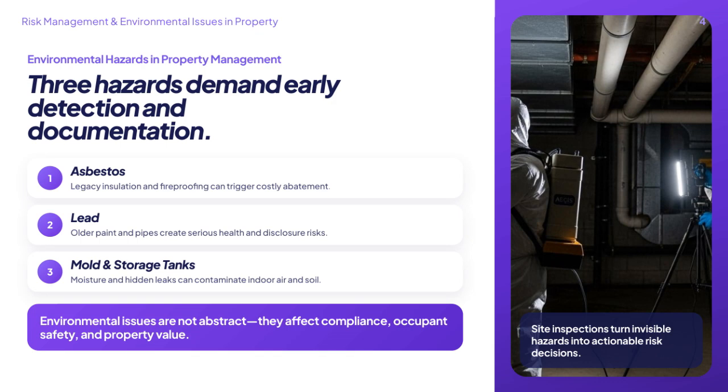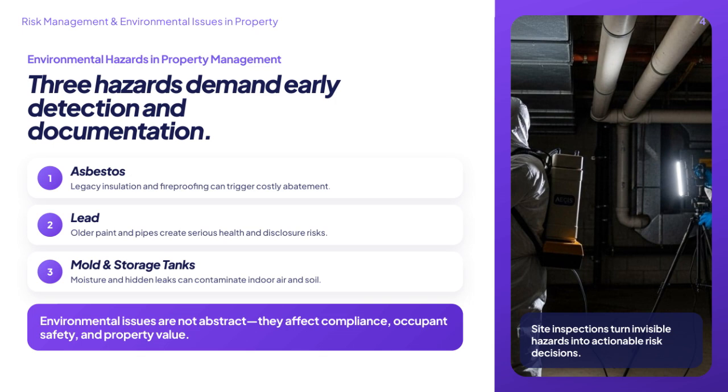When managing properties, it's crucial to be aware of environmental hazards that can have significant impacts. 3 key hazards require early detection and thorough documentation to avoid costly consequences. First, asbestos, often found in legacy insulation and fireproofing materials. If disturbed, it can lead to expensive abatement processes and serious health risks. Second, lead, which is commonly found in older paint and piping. This poses serious health concerns and must be carefully disclosed and managed to remain compliant with regulations.